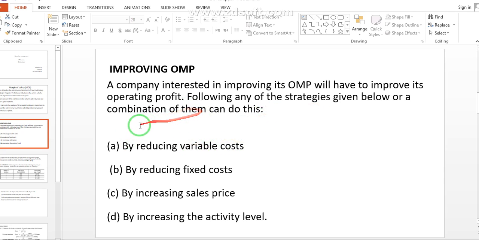Here we have some of the companies that, for the purpose of improving operation management performance, have their strategies. Particularly, we have: by reducing the variable cost, second by reducing the fixed cost, third by increasing the sales price, and the last one by increasing the activity level. So these 4 strategies would help an organization for the purpose of improving the operation level of the organization.